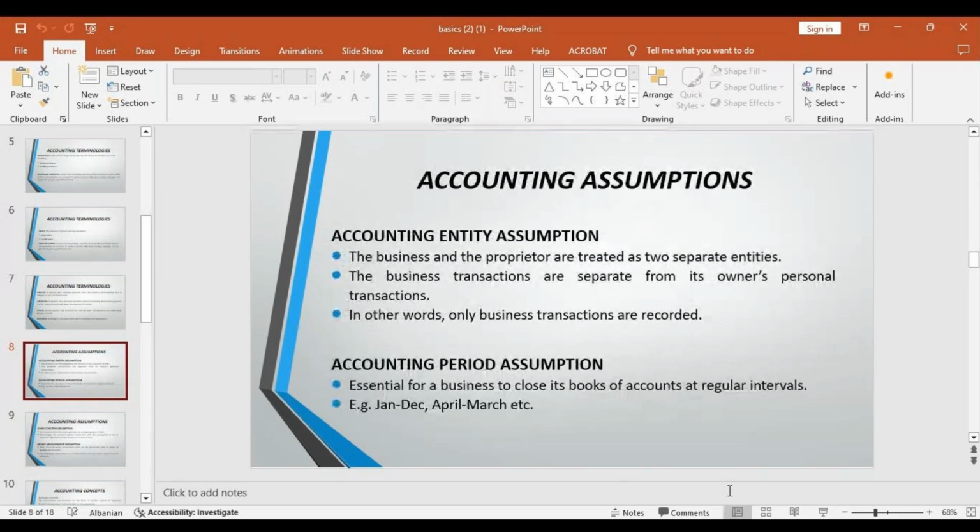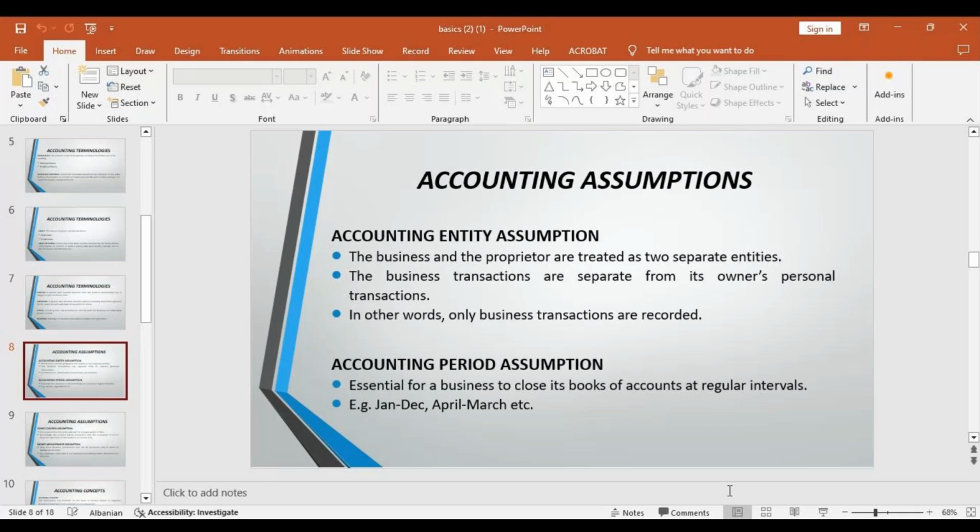The first assumption is the accounting entity assumption. This means the business and the proprietor are to be treated as two separate entities. As I told you, you just imagine that you are a business. So here in the class, we always imagine ourselves as a business, and that's how we will be doing our accounting.